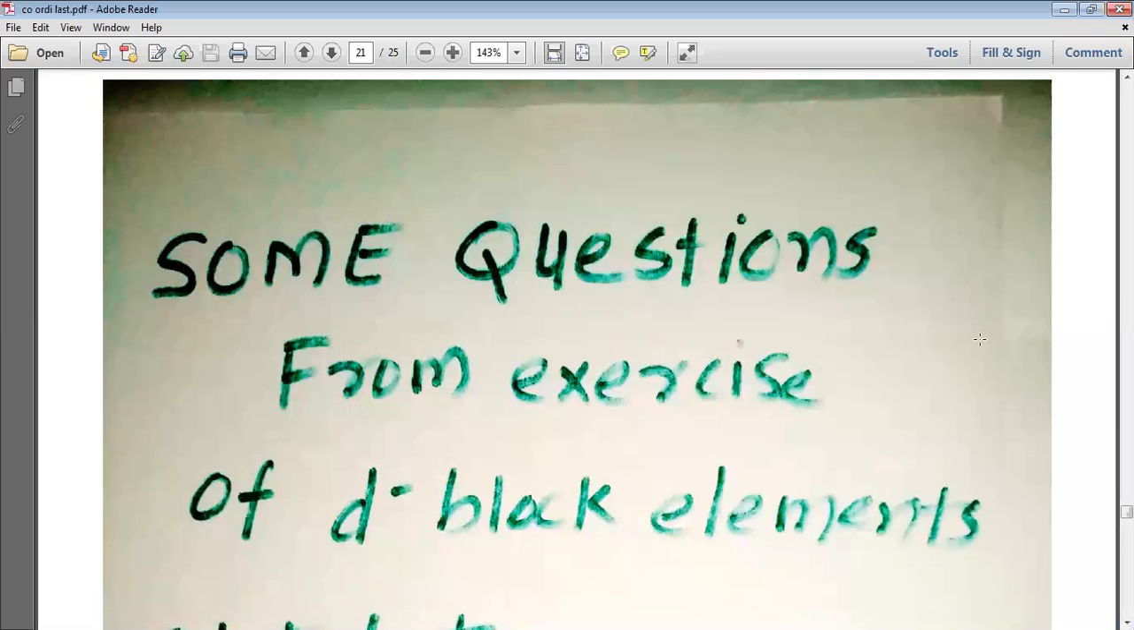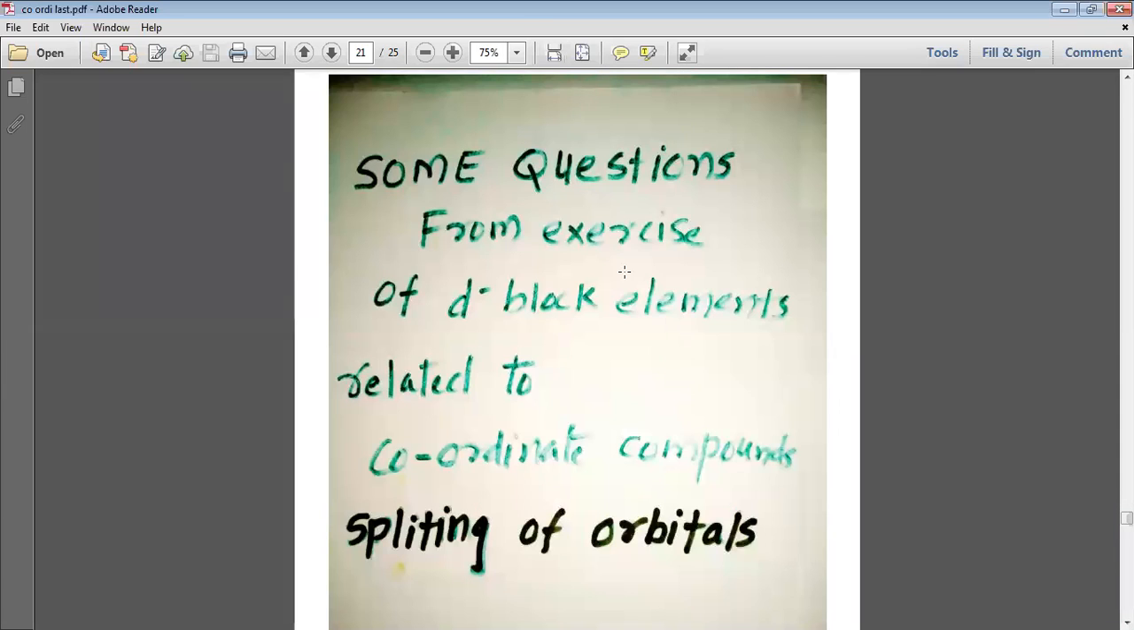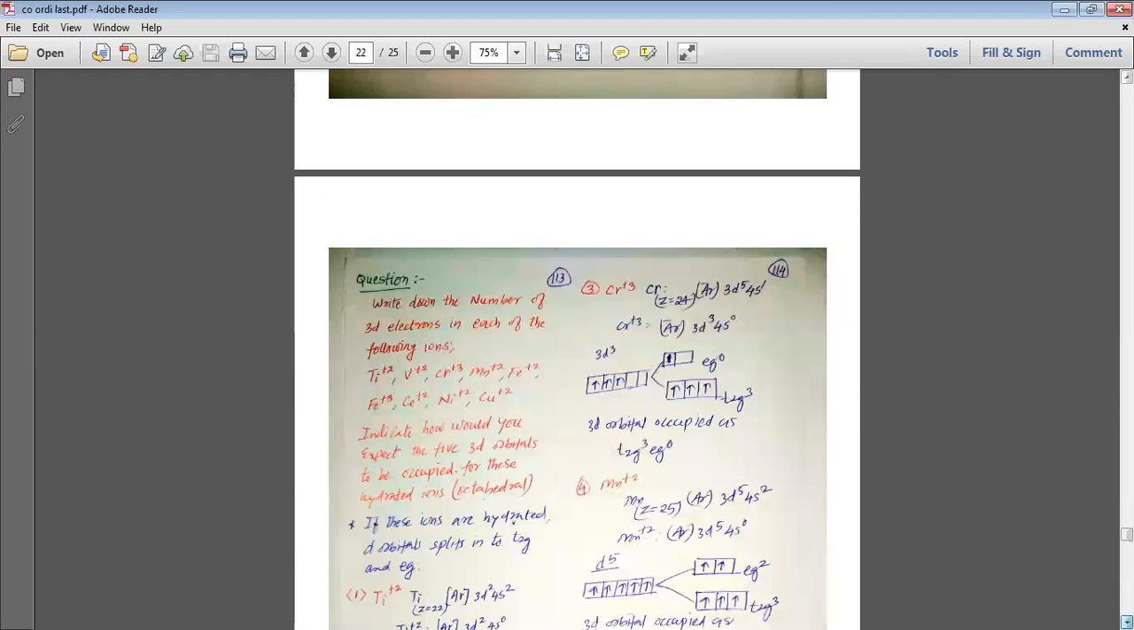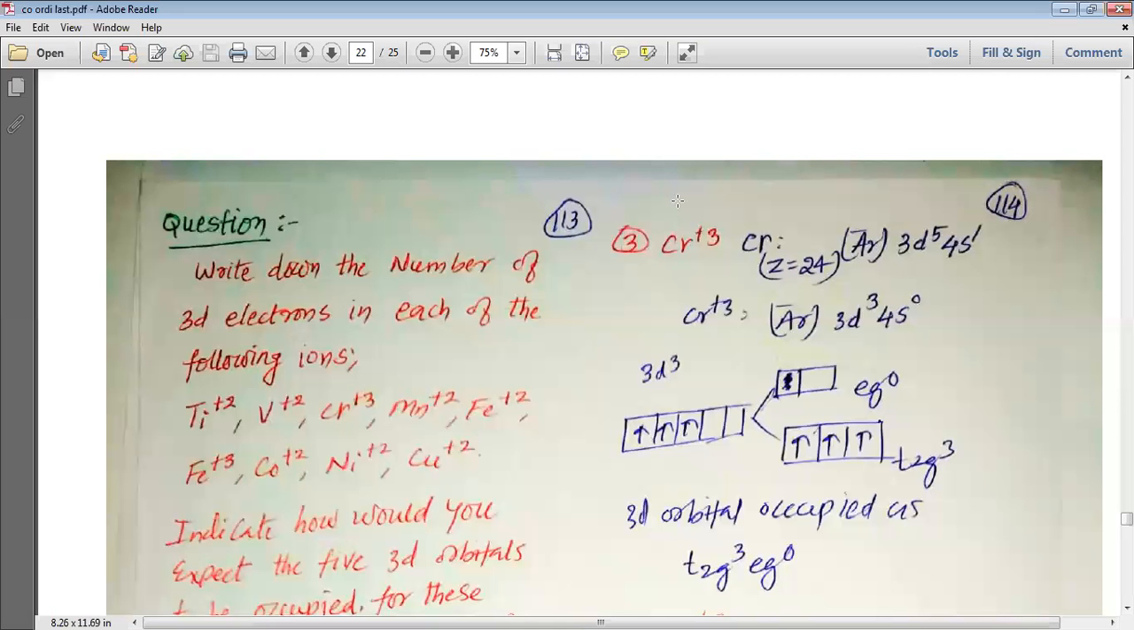My dear students, we have studied the previous chapter, which was the d block elements. In d block elements, we are given some questions that belong to coordination compounds, or which can be explained only if you know the concept of this particular chapter of coordination compounds, and that is why I have not discussed these questions in that chapter, but I have left them for discussion after completing the chapter of coordination compounds. So let us discuss these questions here, my dear students.